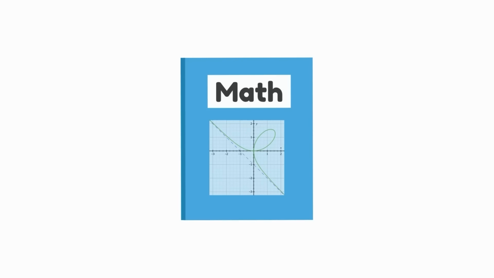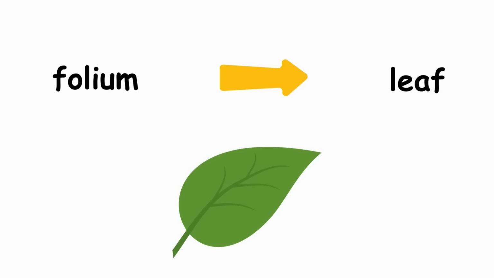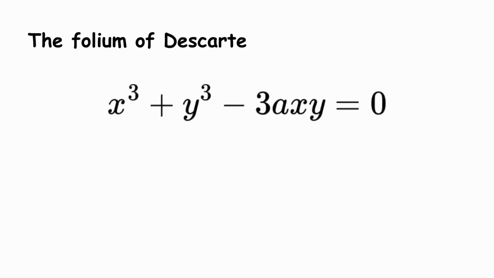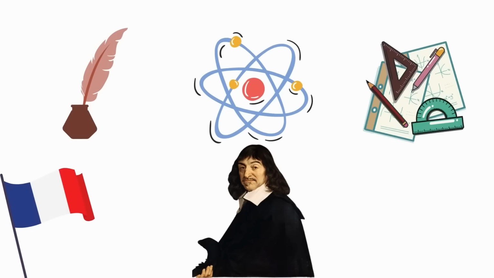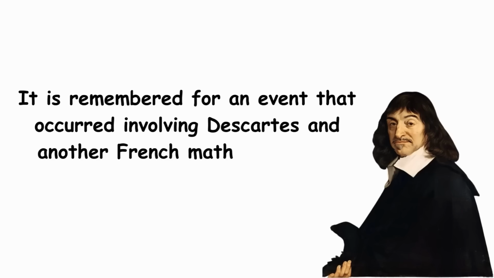Folium of Descartes. Here's a Latin language lesson. The Latin word folium means leaf. That concludes our Latin language lesson. The folium of Descartes is given by the equation x cubed plus y cubed minus 3axy equals 0 for some value a. It is named after French philosopher, scientist, and mathematician René Descartes, who first came up with it in 1638. It is remembered for an event that occurred involving Descartes and another French mathematician, Pierre de Fermat.